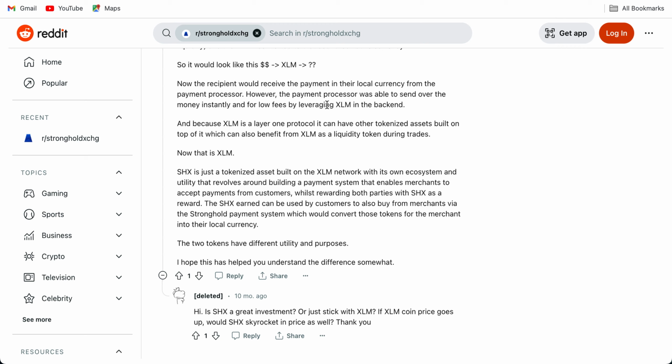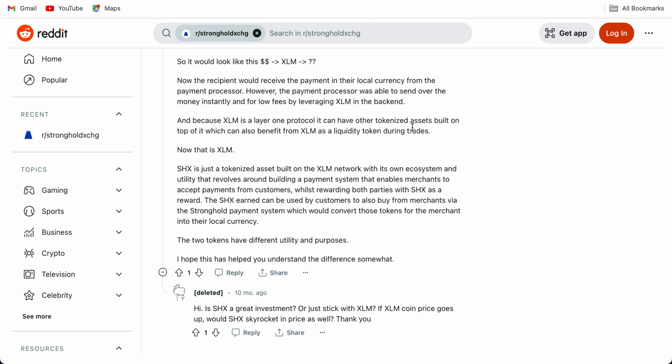However, the payment processor was able to send over the money instantly and for low fees by leveraging XLM in the backend. And because XLM is a layer 1 protocol, it can have other tokenized assets built on top of it, which can also benefit from XLM as a liquidity token during trades.